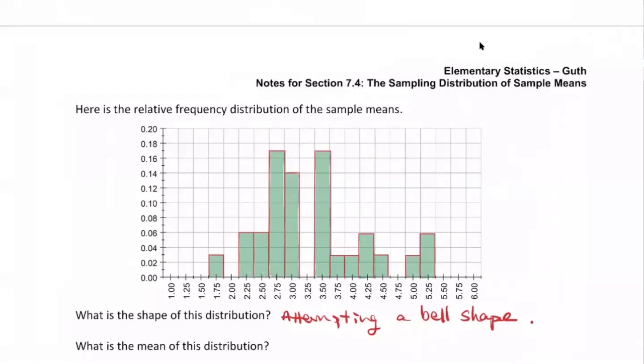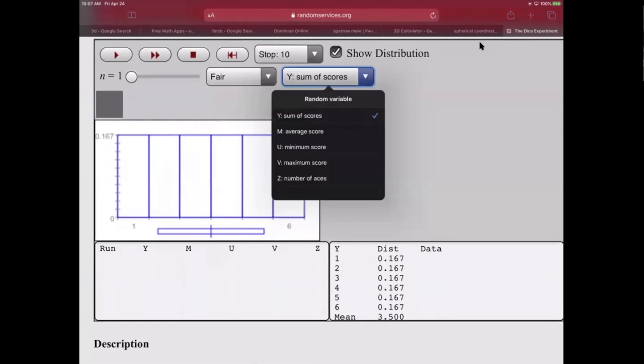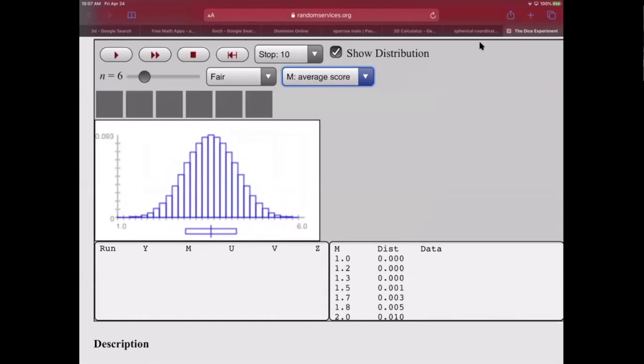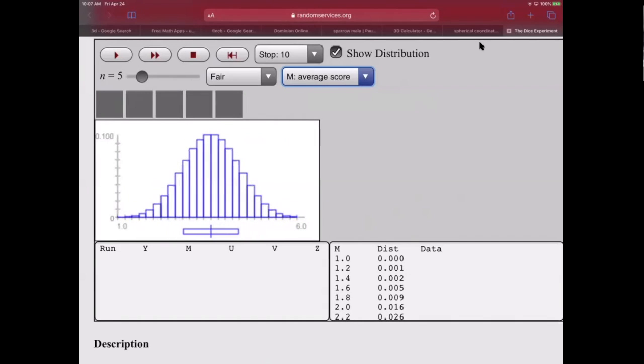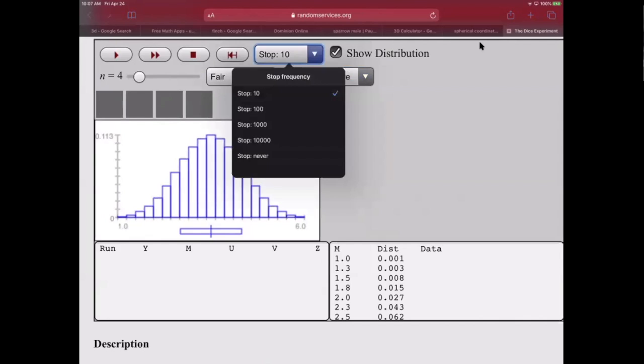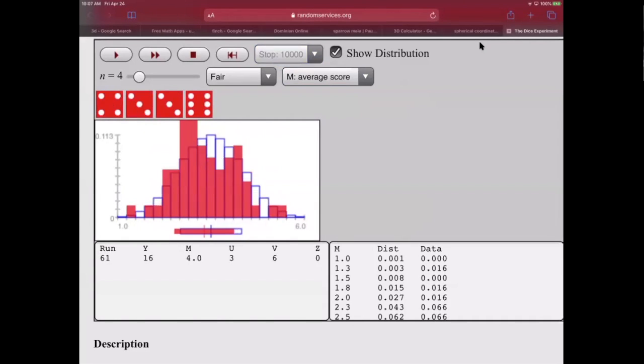So the long run, again, I'm going to reset this real quick. I'm asking it to show means. I want 4 dice. These are theoretical probabilities. I'm going to go ahead and do 10,000 rolls of 4 dice. And every time it rolls it, it'll show the average. So let me let that run. We're not going to do all 10,000.